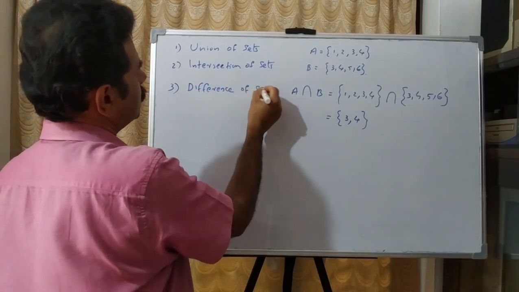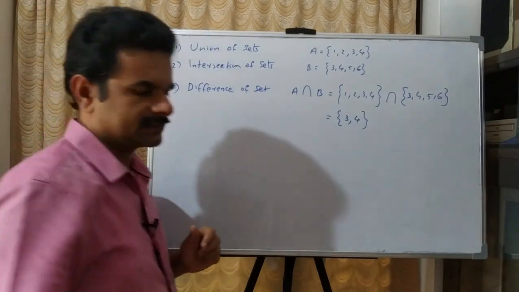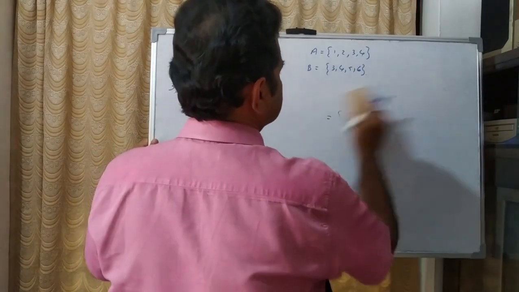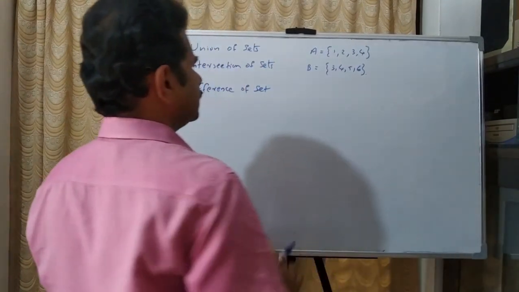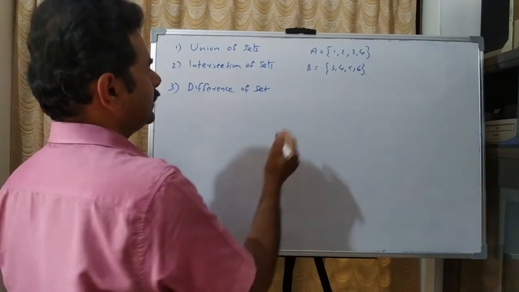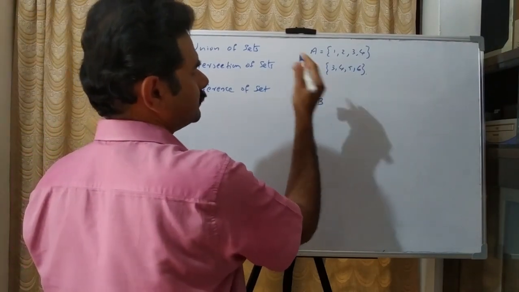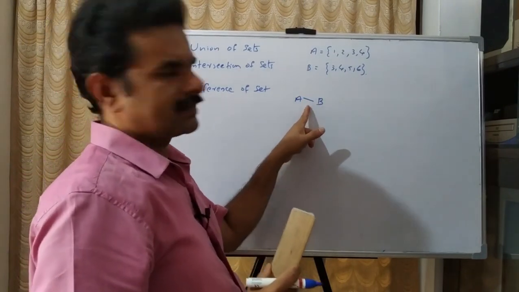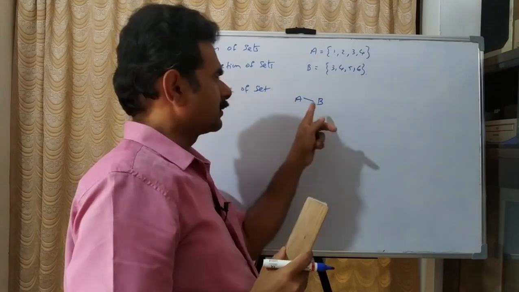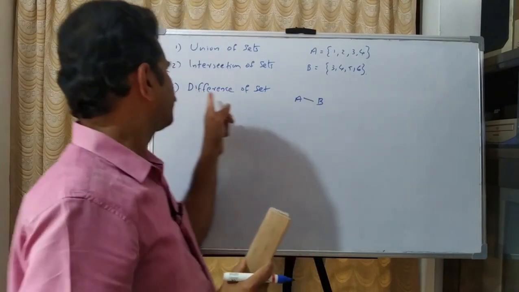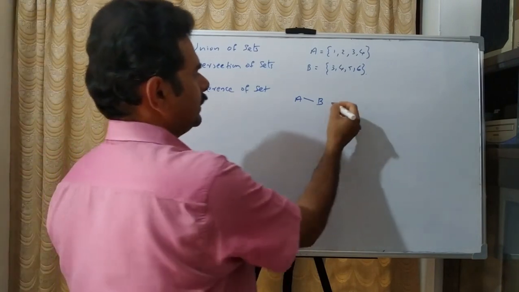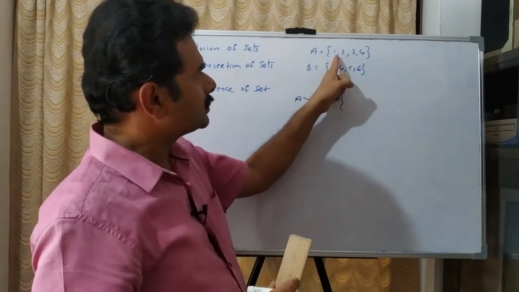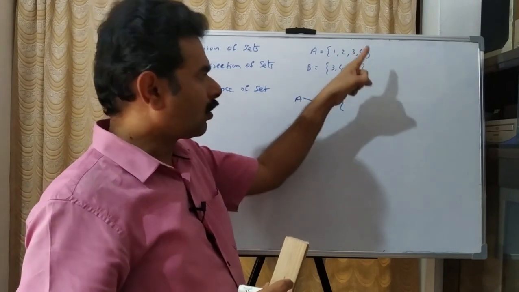Difference of sets. Look here. Same sets A and B. Then difference of A and B, A difference B, with a minus symbol. A difference B means the set of all elements of A which are not in B.